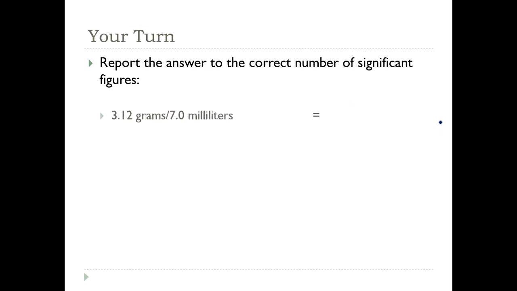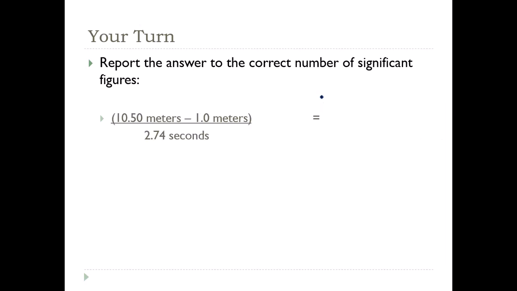Dividing, look at the least number of significant figures. So this has 2, this has 3. So I want my final answer to have just 2. And remember, this is not significant. Zeros at the start are not significant. Start counting here. So units of grams per milliliter.